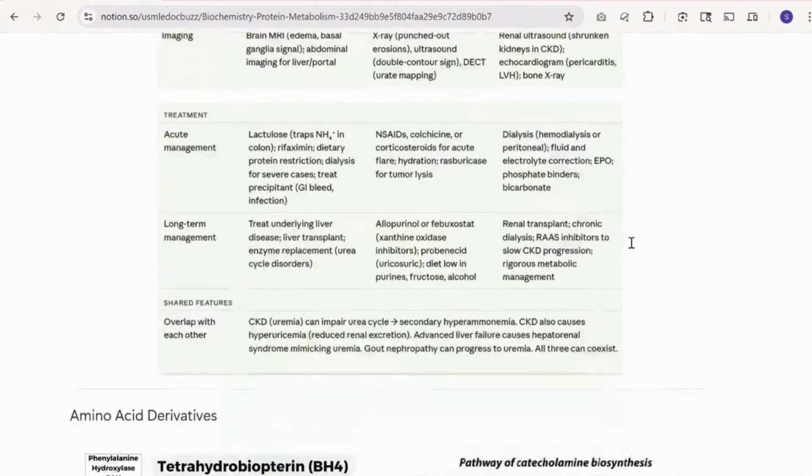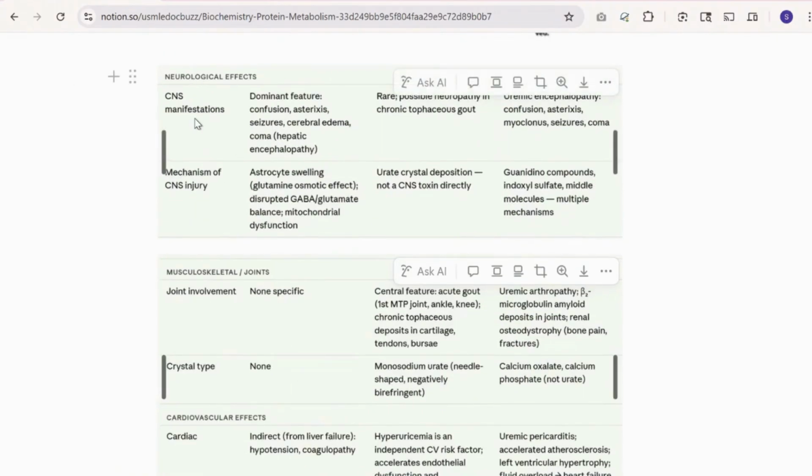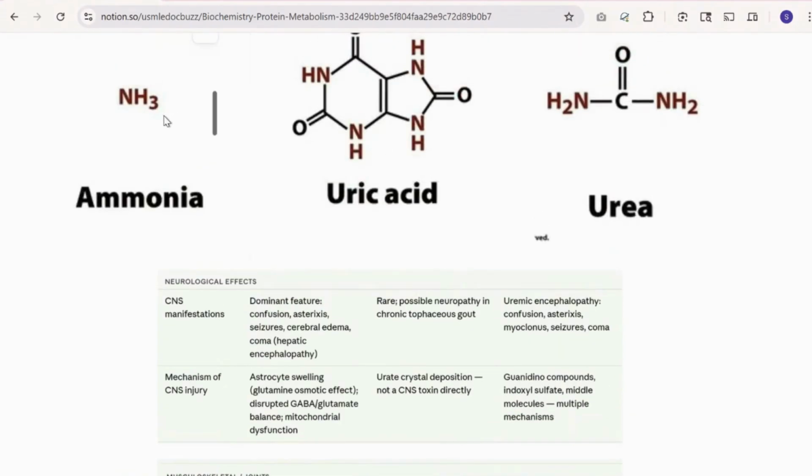Now let's look at the presentations for hyperammonemia, hyperuricemia, and uremia. Okay. Let's go from one system to the other, right? CNS manifestations. Hyperammonemia people will show up with cerebral edema because their blood-brain barrier is being damaged, right? Ammonia is a simple molecule. It can cross the blood-brain barrier easily. Okay? And if it does that, you have a problem.